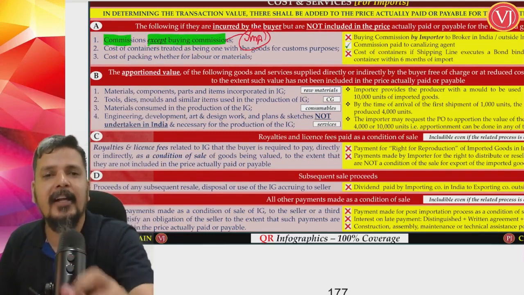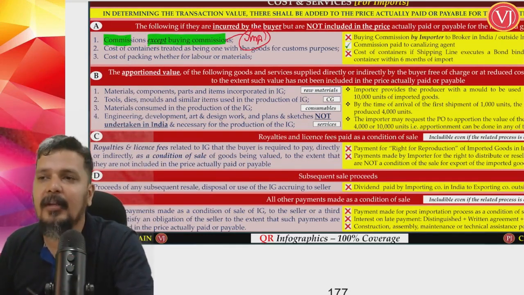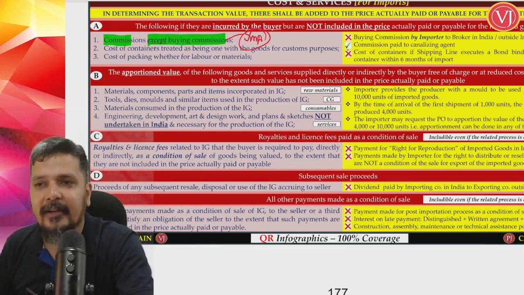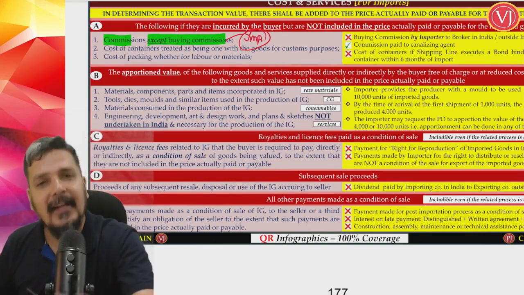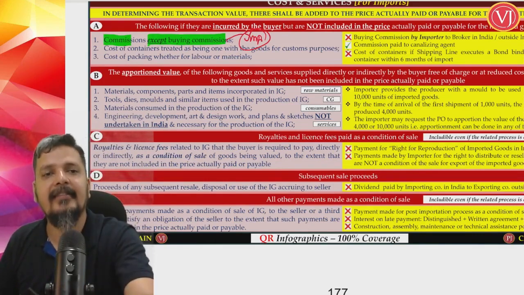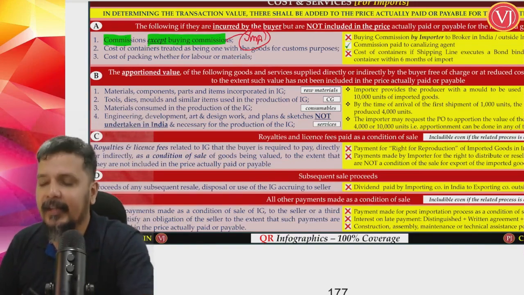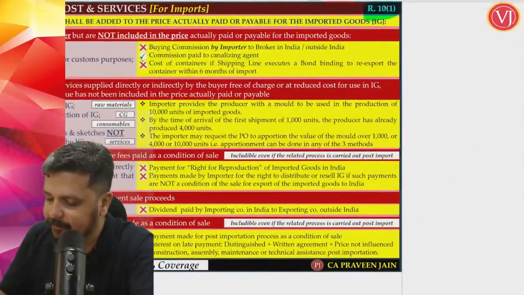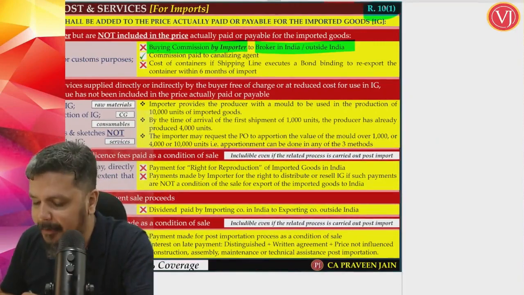So the moment you get a commission in a question, see carefully whether it is buying commission or selling commission. If it is selling commission, add it. If it is buying commission, don't add it. If nothing is given, by default treat it as selling commission. Add it. So buying commission which is paid by the importer, whether to a broker in India or outside India, will not be added.